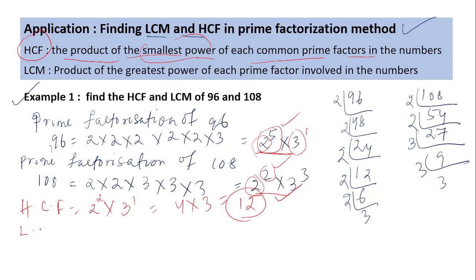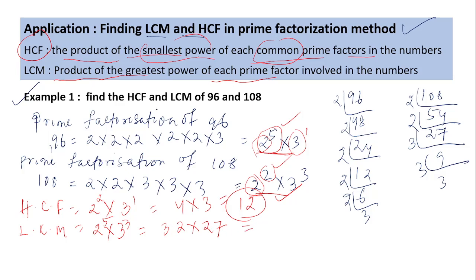Then how to find the LCM? Look at the definition. LCM is the product of the greatest power of each prime factor. Each, not just the common ones. Remember, in HCF you write the common prime factors, but in LCM you write all of the prime factors. So what are the prime factors? 2 and 3. Just write down the highest power of each prime factor. The highest power of 2 is 5 and the highest power of 3 is 3. Then we can write this as 32 into 27.